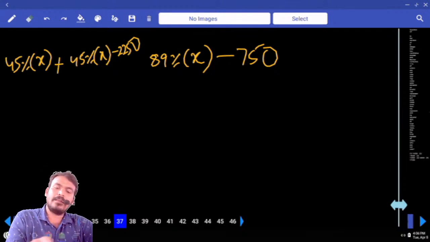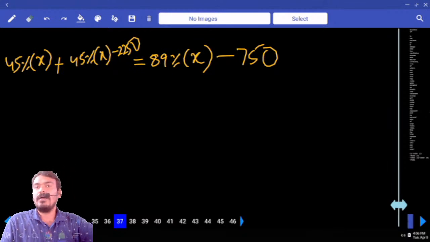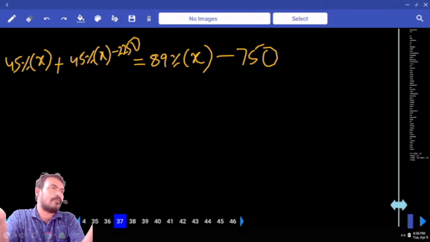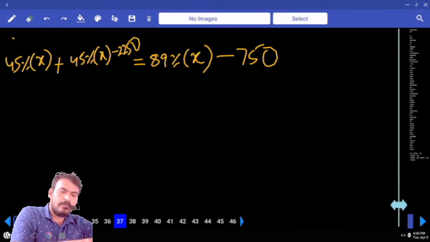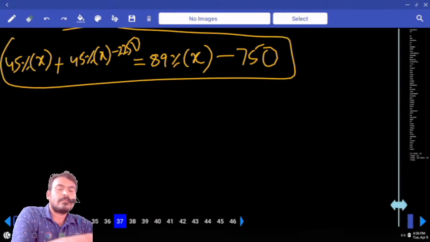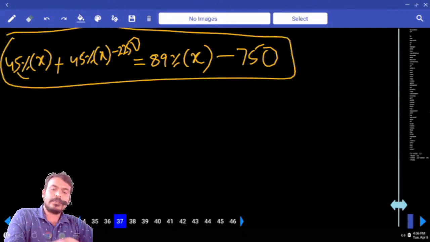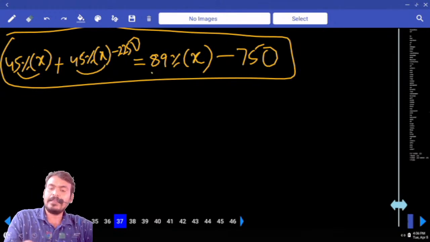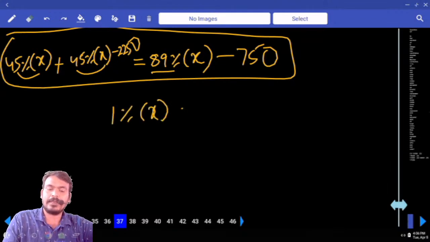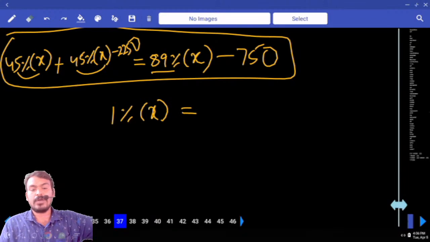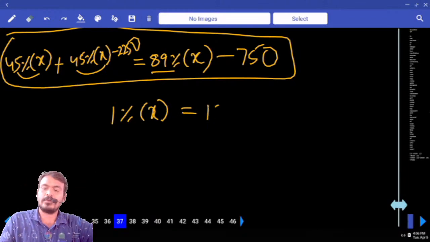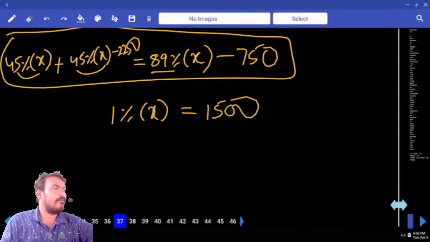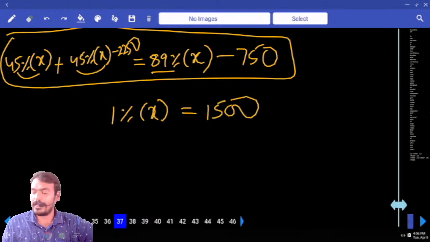These two added are equal to the valid votes. Left hand side and right hand side are both equal. Solving this, we get the X value. 45% of X and 45% of X added make 90%. 90 and 89 differ by 1%. 1% of X is equal to minus 2250 plus 750. The difference is 1500. So 1% of X equals 1500.